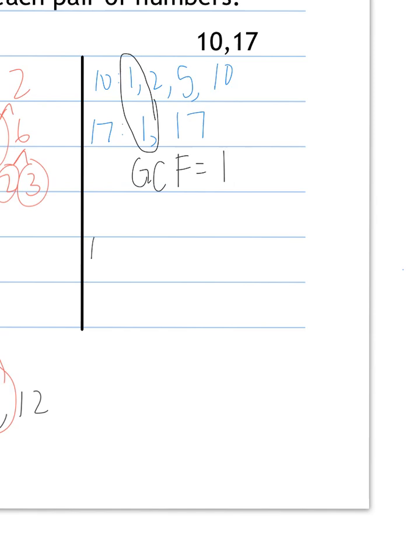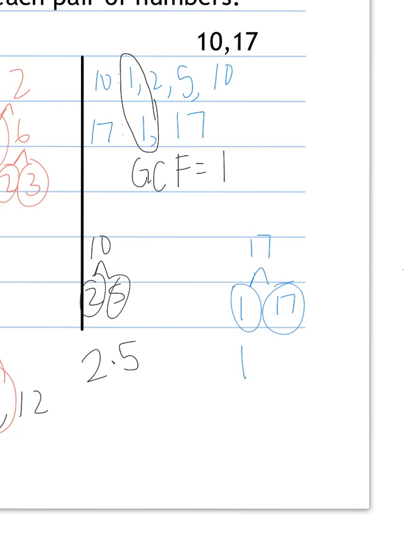And if we do a factor tree for this one, 10 is 2 and 5, both of which are prime. 2 times 5. Okay. And then 17. Well, 1 and 17, both of those are prime. 1 times 17. Notice they don't have any pairs, so our greatest common factor, again, equals 1.